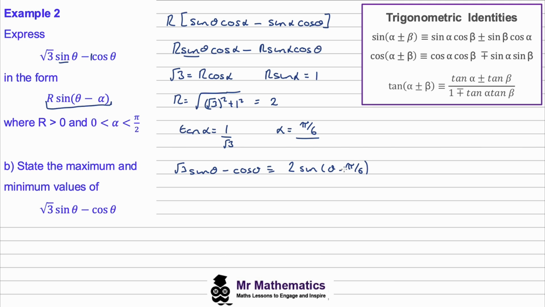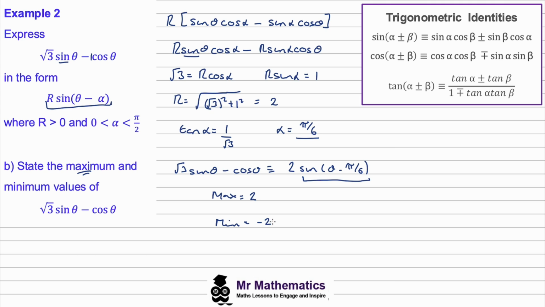Okay? And then for part B, say the maximum and the minimum values. Well, the maximum, if we consider the sine of any angle, the maximum that can possibly be is 1. So the maximum this right-hand side could be is 2 times 1, which is 2. So the maximum is 2. The minimum, well, the minimum this could be is negative 1. So this would be 2 times negative 1. The minimum would be negative 2.